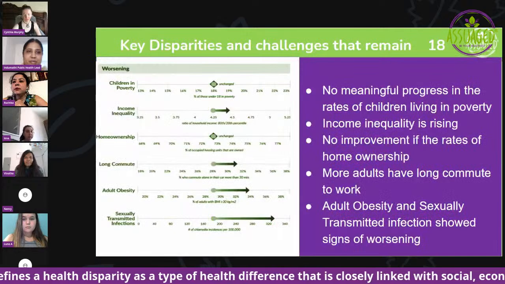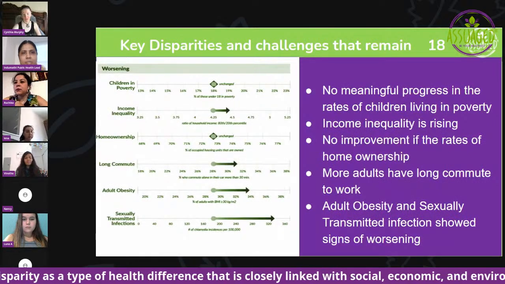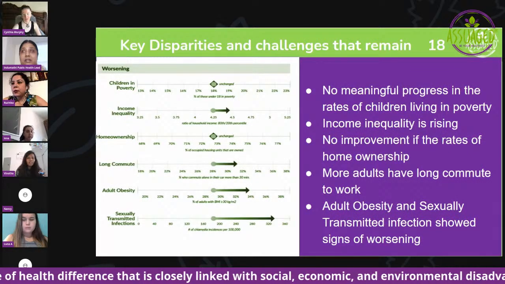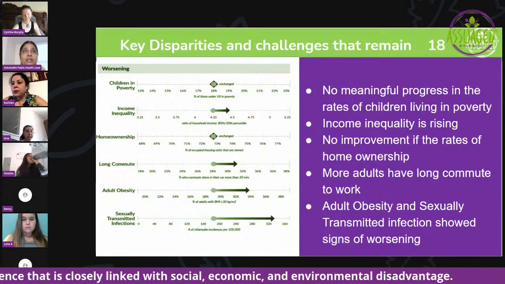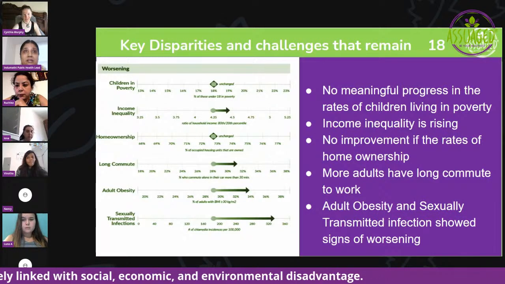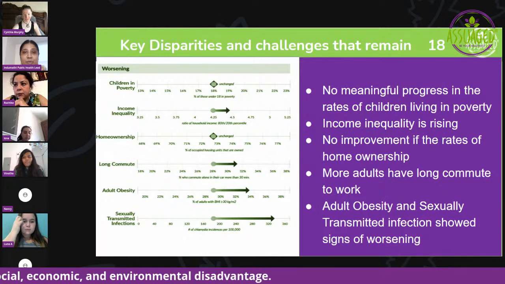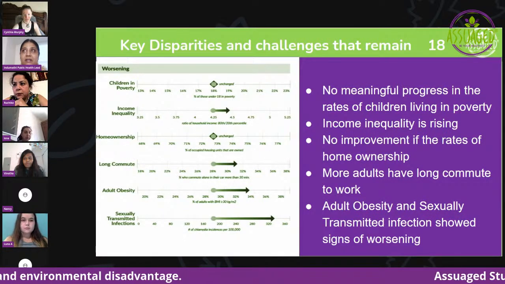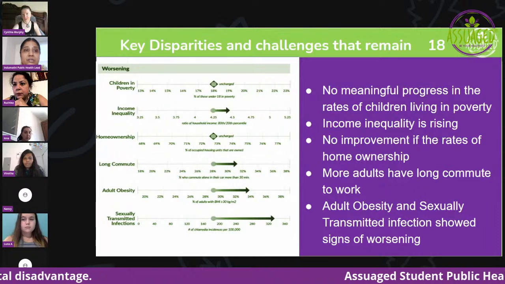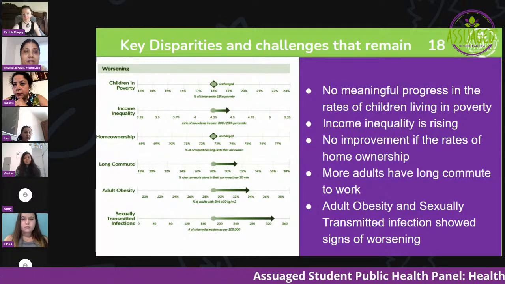Thank you so much, Vinotha. So, when we go on with the key disparities and challenges that remain ahead of us, we should know what challenges are remaining ahead of us. When we see some worsening factors, it's even more disheartening to see these factors because they are still worsening.